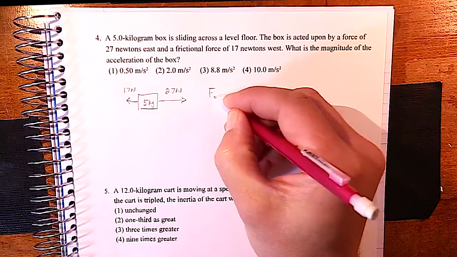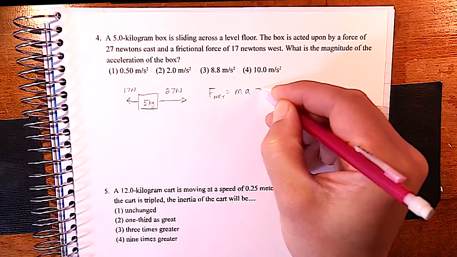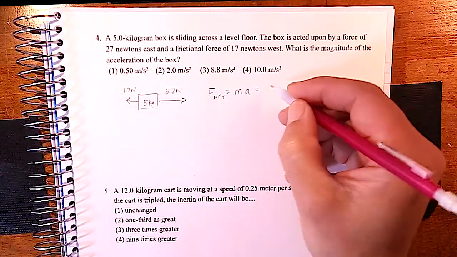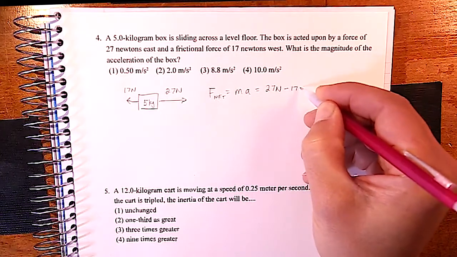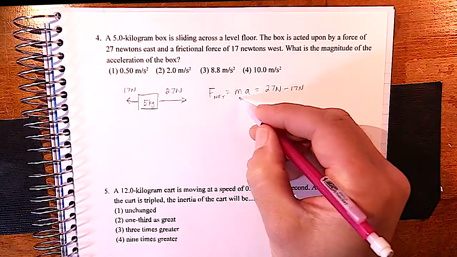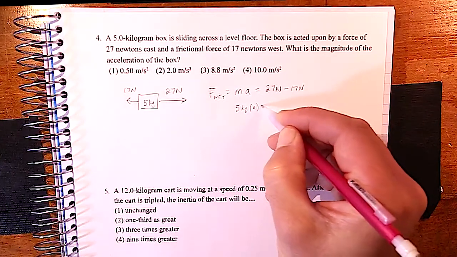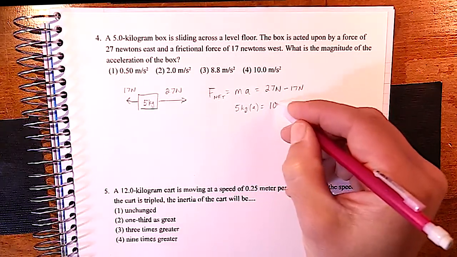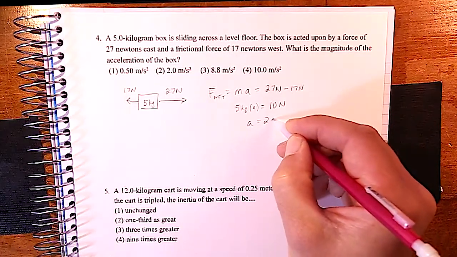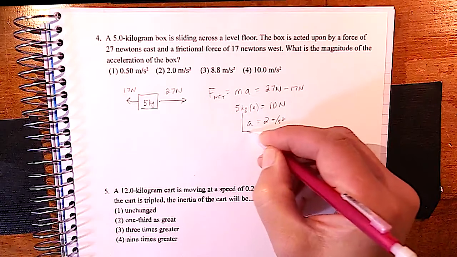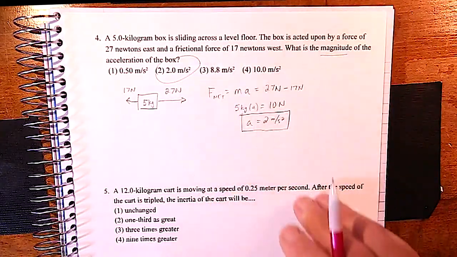So let's do an F-net equation. F-net equals ma equals, we'll call to the right positive, so that's plus 27 newtons minus 17 newtons. So that's going to give us, if we have a mass of 5 kilograms times a, 27 minus 17 is 10, and the acceleration is going to be 2 meters per second squared. That's going to be to the east, but they only asked for the magnitude.